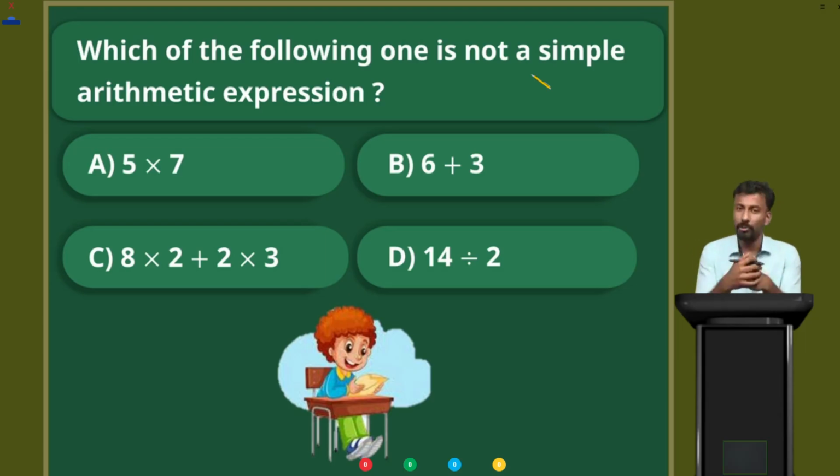In the next class we will start with the complex arithmetic expressions. I hope all of you enjoyed today's class.